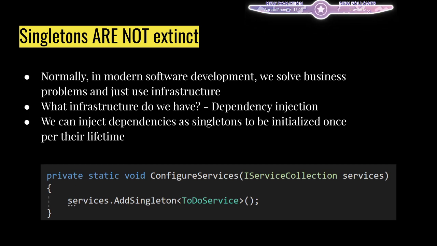So our to-do service is registered as a singleton. And now we can access it from wherever we want. Well, as long as we inject it. A single instance will be created. If you want to learn more about dependency injection, there are plenty of tutorials online, and specifically chapter 5, the last lesson of chapter 5, was about it.